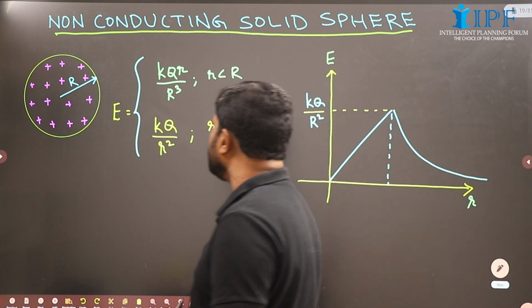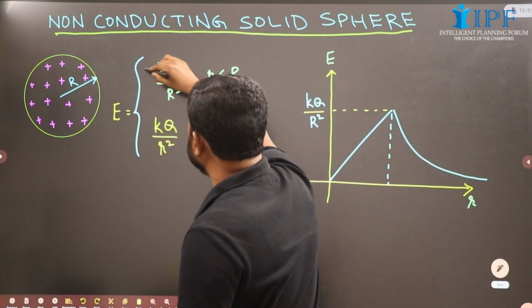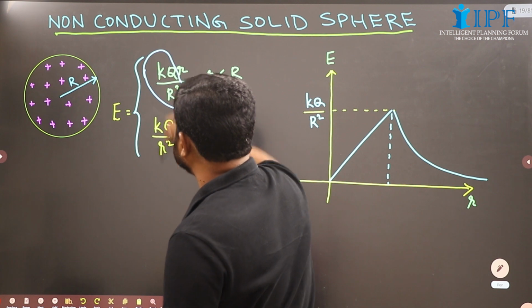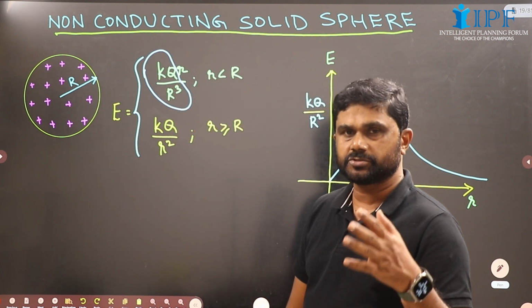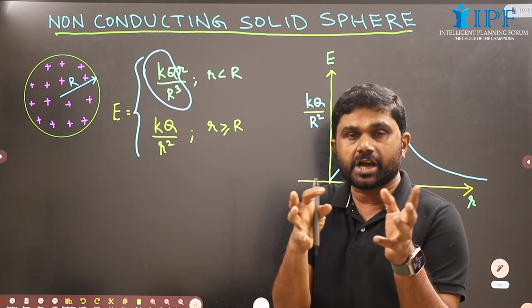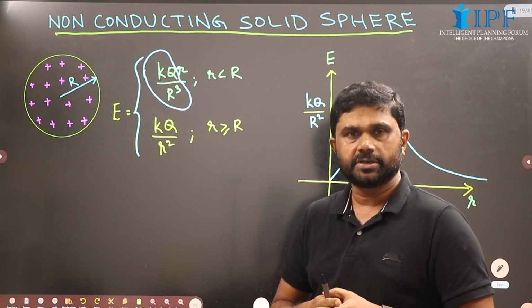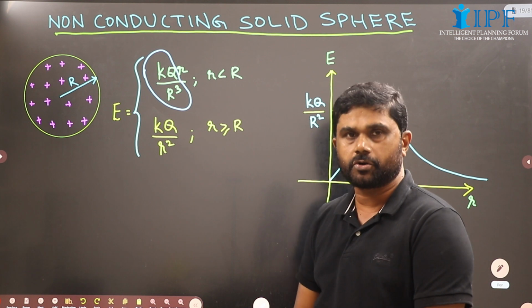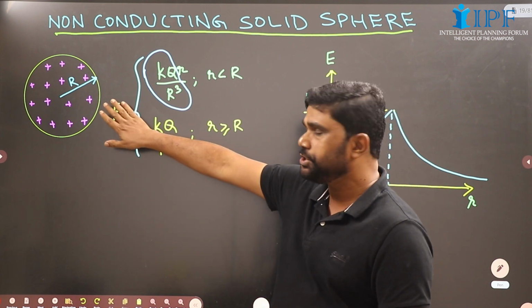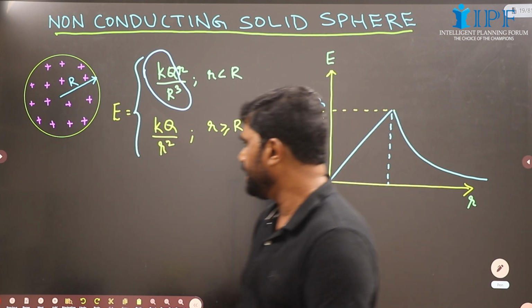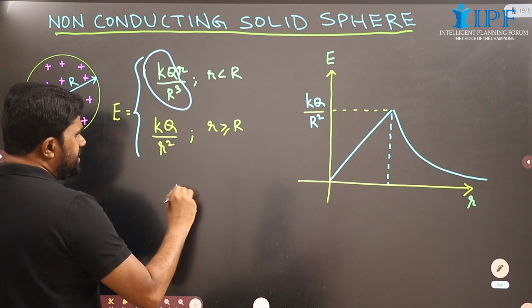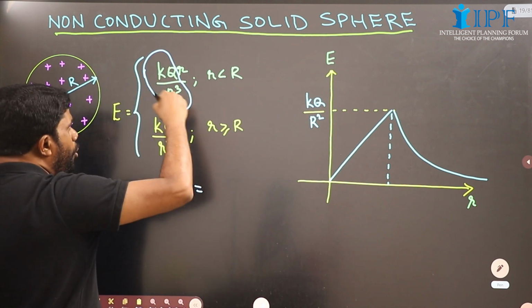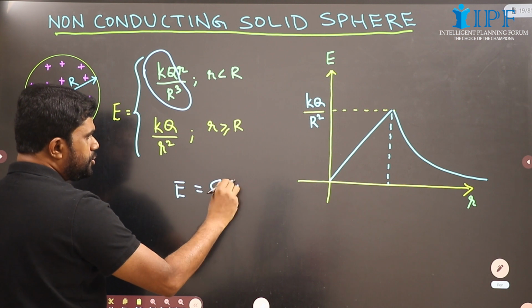When we find the intensity of electric field inside, this much is constant. K, 1 by 4 pi epsilon 0, is constant. Total charge on the sphere, capital Q, is constant. Radius of the sphere is not changing, so capital R cube is also constant. So we can write the intensity of electric field as a constant into r.